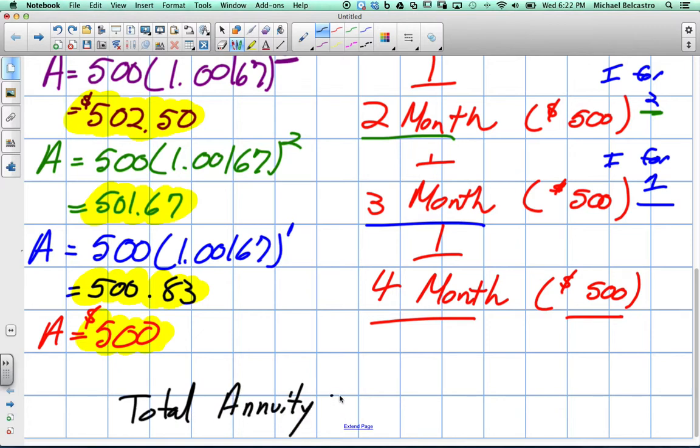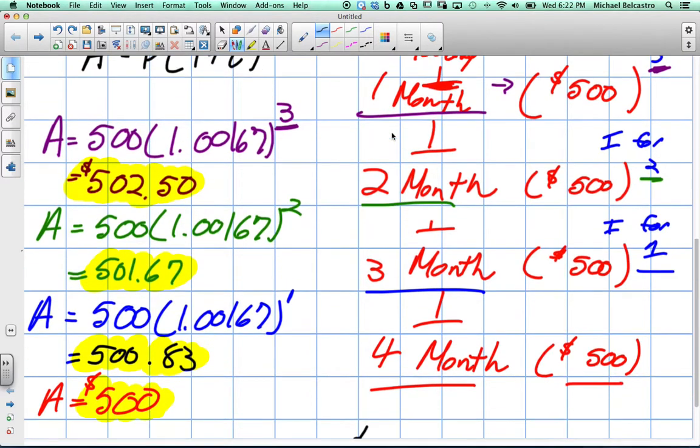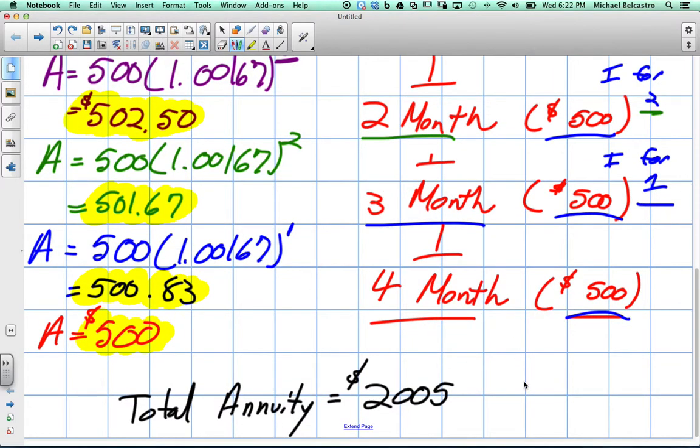The annuity in the end was actually equal to $2,005. And if you notice how much money we actually put in, well, we put in 500 plus another 500, which is 1,000. Another 500 is 1,500, and another is 2,000. So we actually put in $2,000. And we earned $5 in interest in 4 months on this annuity.